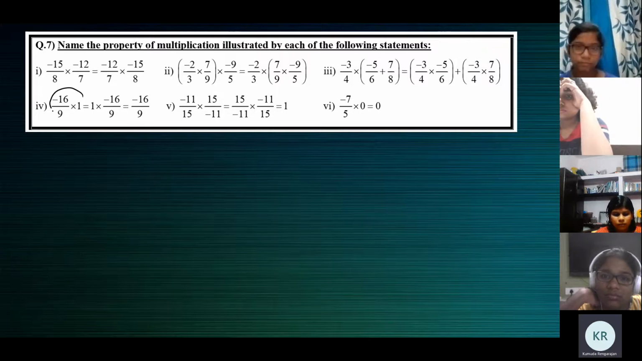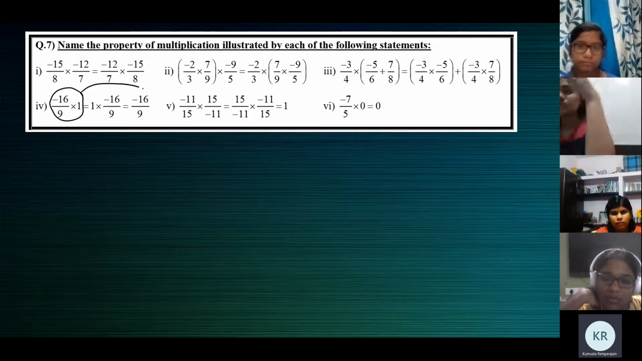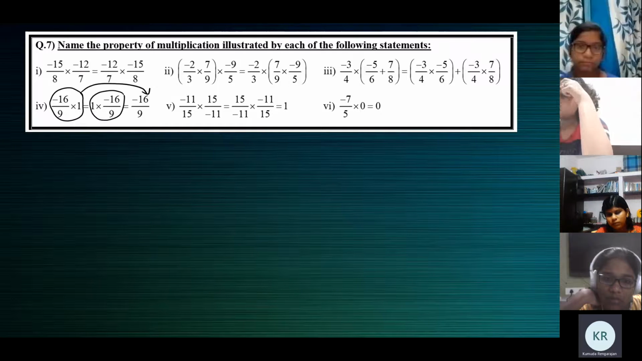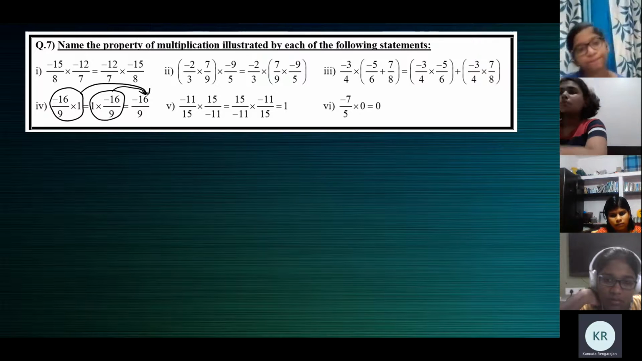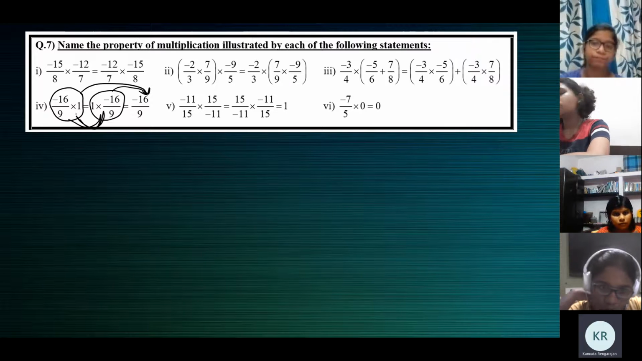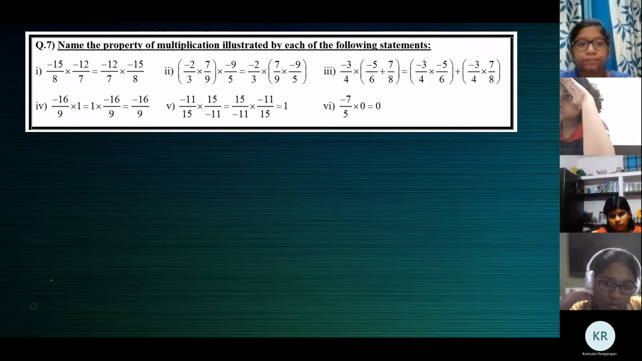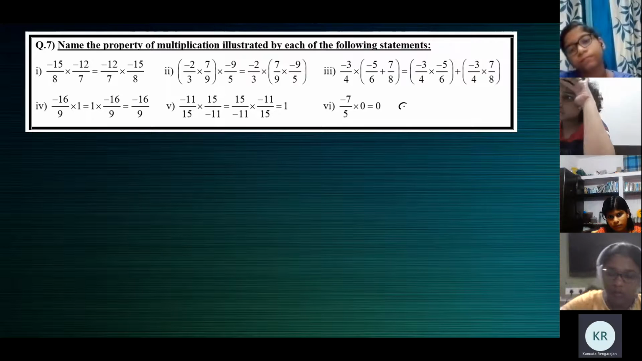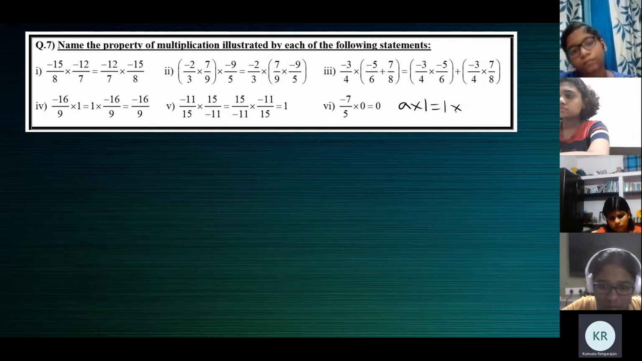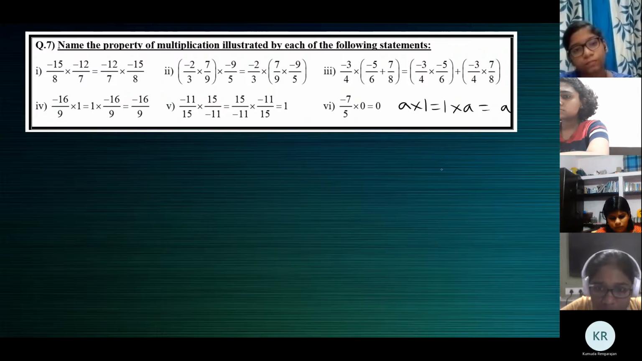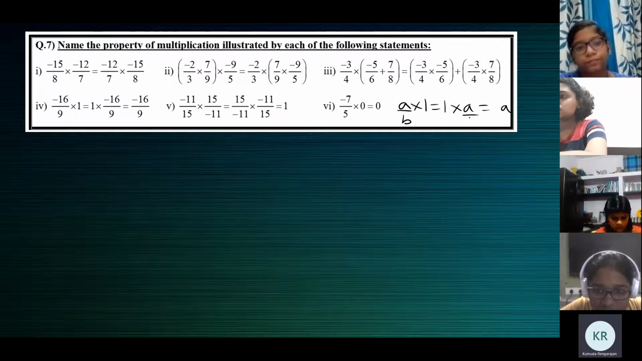See, what is the answer for this one? The answer for this is minus 16 by 9. What is the answer for this one? That also the answer is minus 16 by 9. So for both the answer is minus 16 by 9. So it's written continuously like that. A into 1 is equal to 1 into A is equal to A. A into 1, or you can say A by B into 1 is equal to 1 into A by B is equal to A by B. Okay.